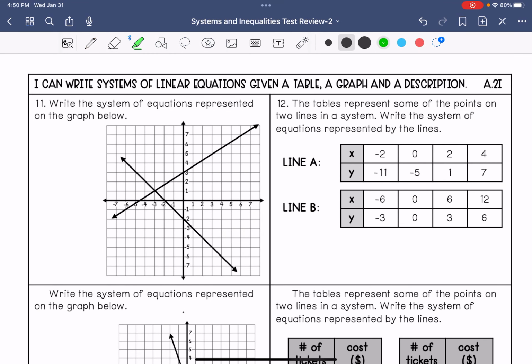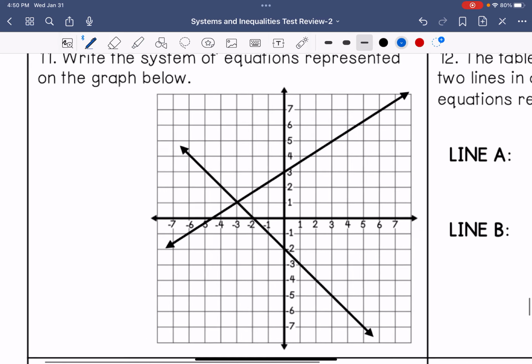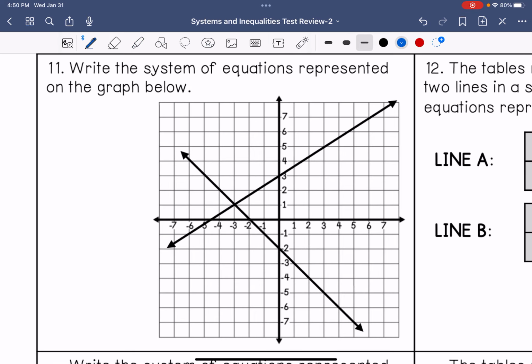Two types of questions left. We are almost done. We're going to be writing systems given a table or a graph. All right, let's go ahead and start with graph because it is the more difficult one. So right here, writing systems represented on the graph.